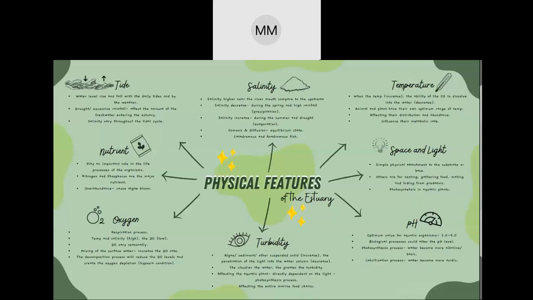Next is the catadromous and the anadromous fishes. These are the two types of fishes that evolved the ability to respond physically to the surrounding changes, especially in terms of the salinity.